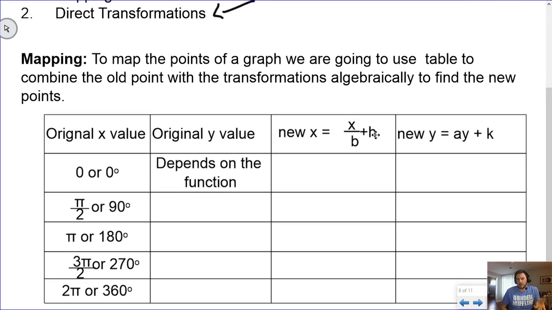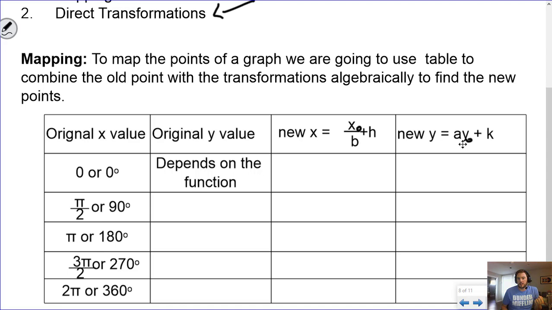And what we can do is calculate that algebraically. We can take our old values and divide them by b and plus h, and that'll give us our new x values. And we can take our old y values. I'm just going to put an x_o here and y_o here, to say the original x value, the original y value.